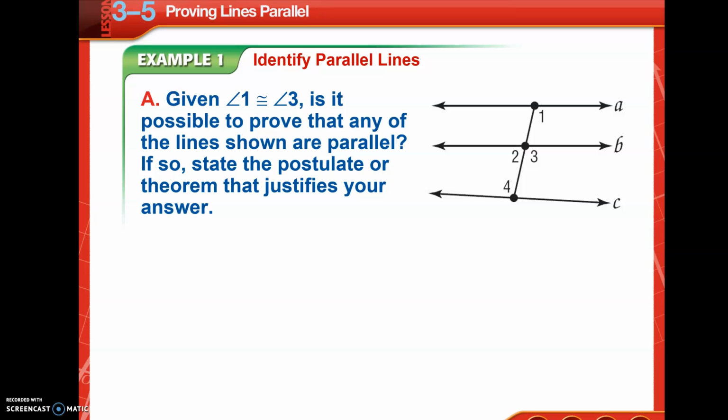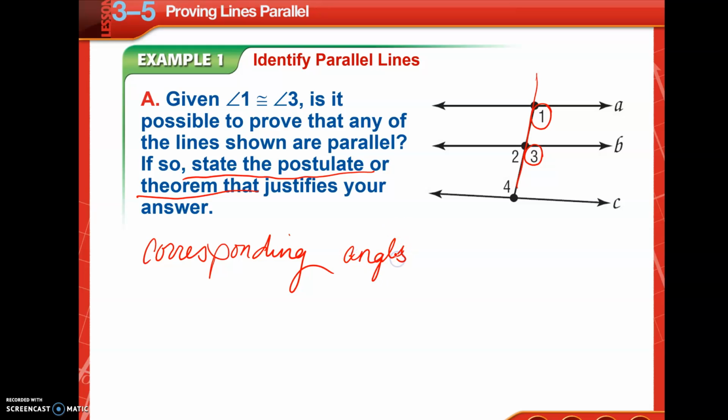So again, what we're looking at is given 1 is congruent to 3. Those are corresponding angles. So that's the postulate that I would look at, is identifying them. State the postulate or angle, and I'm not going to write the whole postulate out. Basically what I'm wanting here is what type of angles are those. So those are corresponding angles.